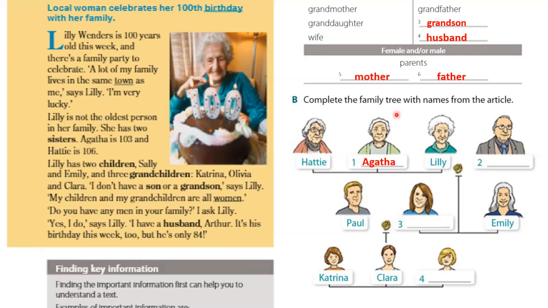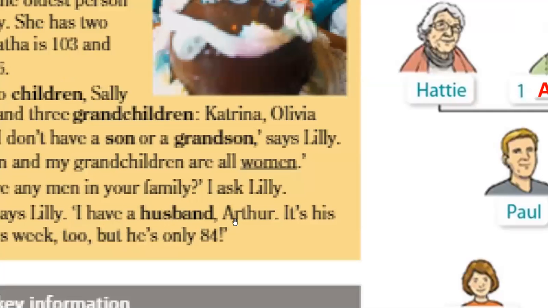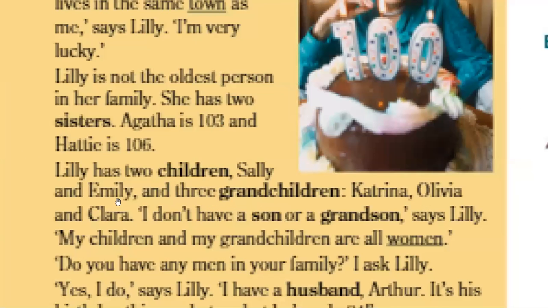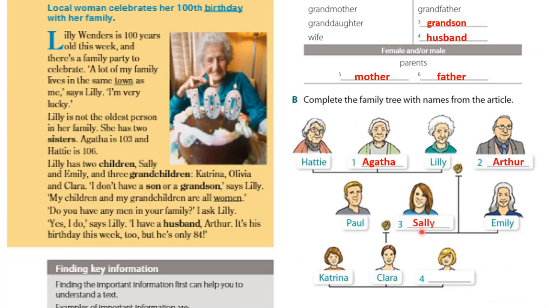All right. Now let's see. What is the name of Lily's husband? ¿Cómo se llama el esposo de Lily? Okay, here we have that Lily says, I have a husband, Arthur. So it is Arthur. Then Lily and Arthur have two daughters, two children, tienen dos hijas. Here we have that one is Emily, and in the lecture we have Emily and Sally. So the answer is Sally.